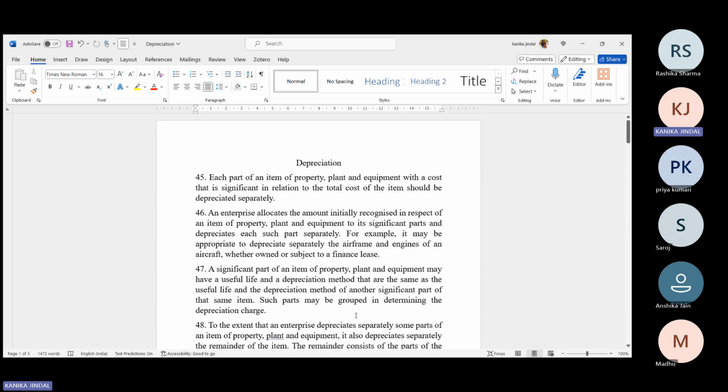So we have studied the meaning of depreciation and various guidelines regarding depreciation, how a depreciation method is chosen, what all depreciation methods there are, and how the useful life of an asset is decided. All these points we have covered. I hope this is clear to everyone. In case you have any doubt, please let me know. Is there any doubt, anyone?